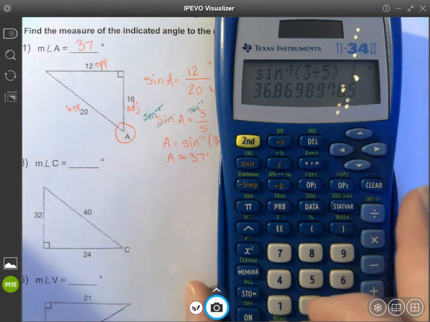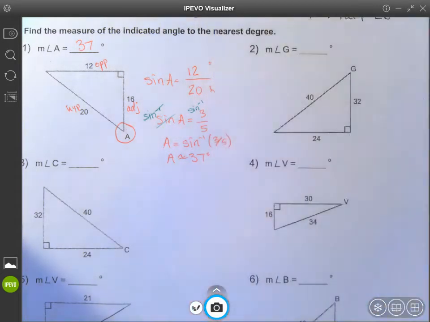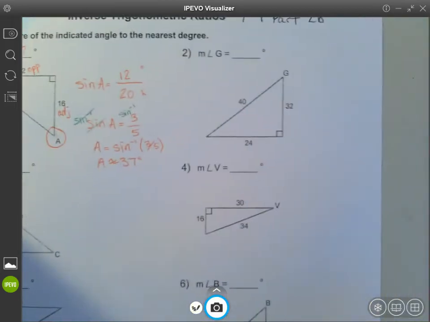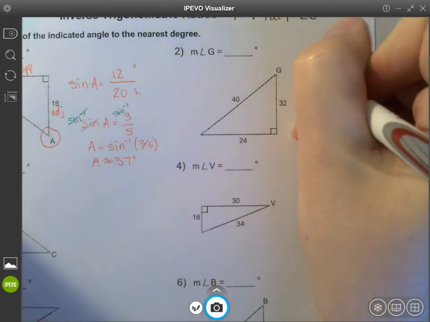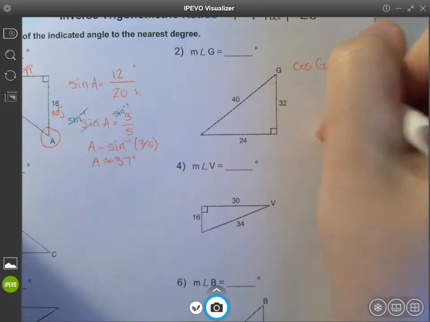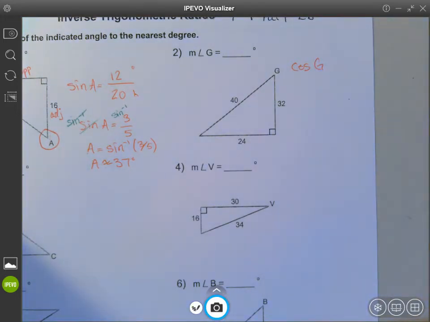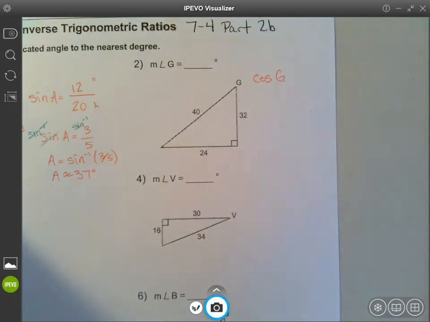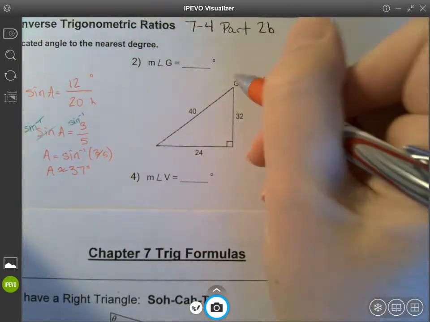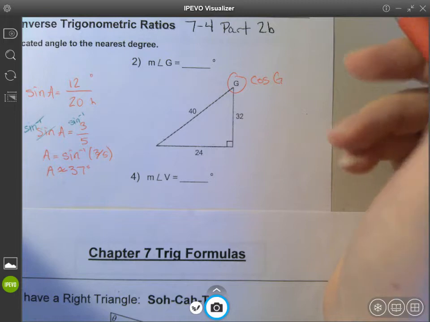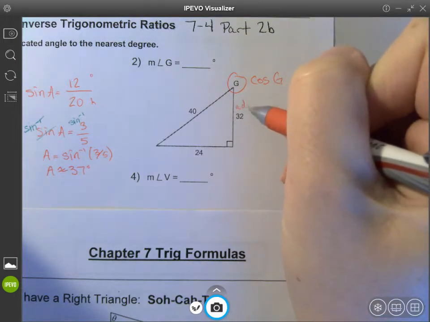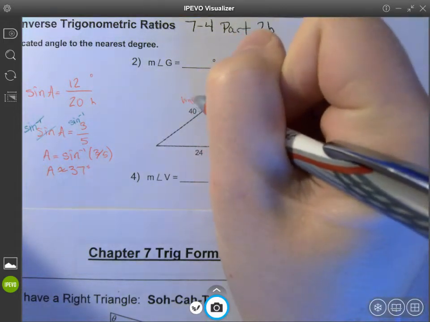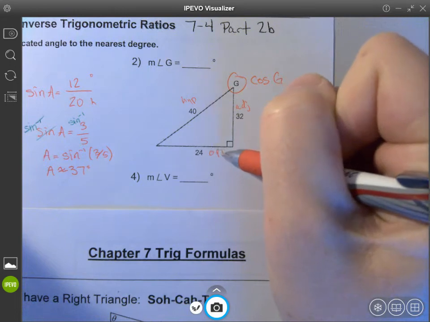All right, so let's go ahead and do number 2, but let's use the cosine function. So I want to use the cosine of G. So take a minute and label that. All right, so if we're looking at the cosine of G, I'm going to circle that. And this is my adjacent, this is my hypotenuse, and this is my opposite.